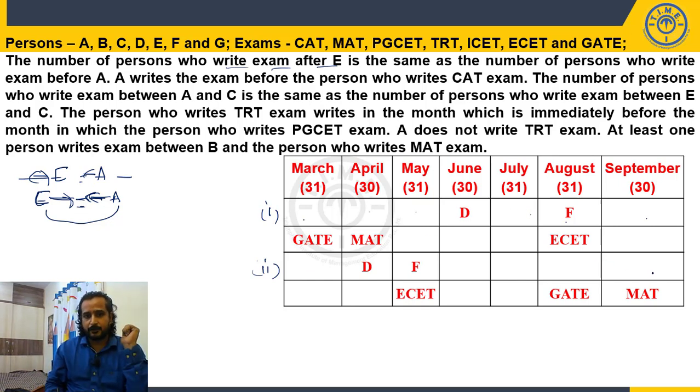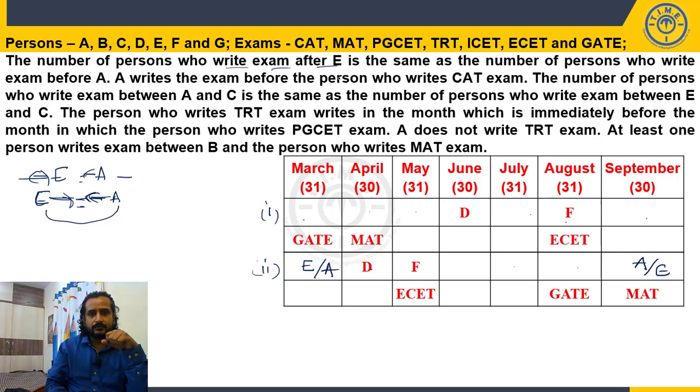March, September is possible. April, August, not possible because already one of them is fixed with D. May, July, not possible because already one of them is fixed with F. So in this case, we have only one possibility. That is here E or A, or E. But in case 1, we have 2 possibilities. Okay. Keep it aside. Next.